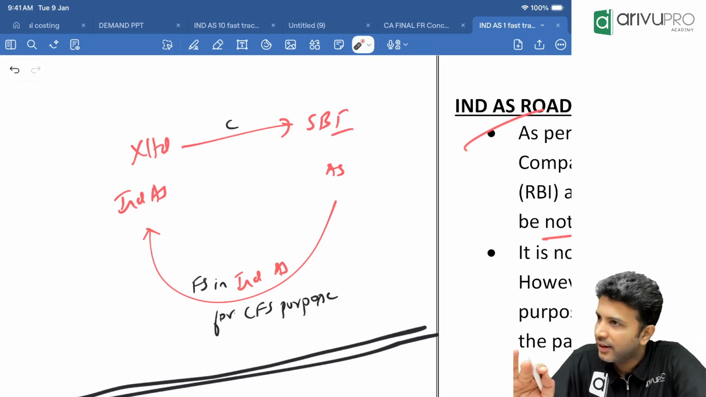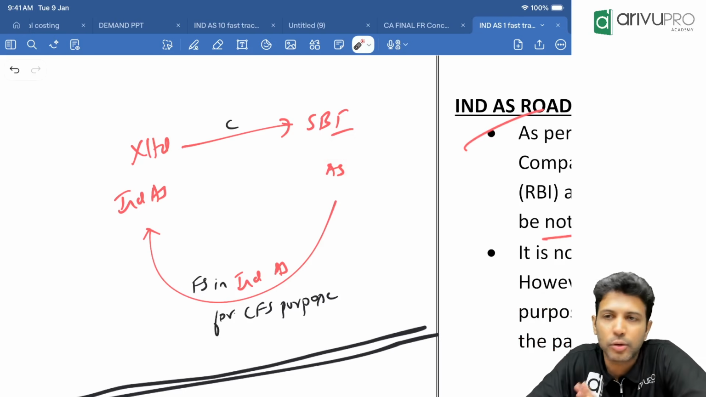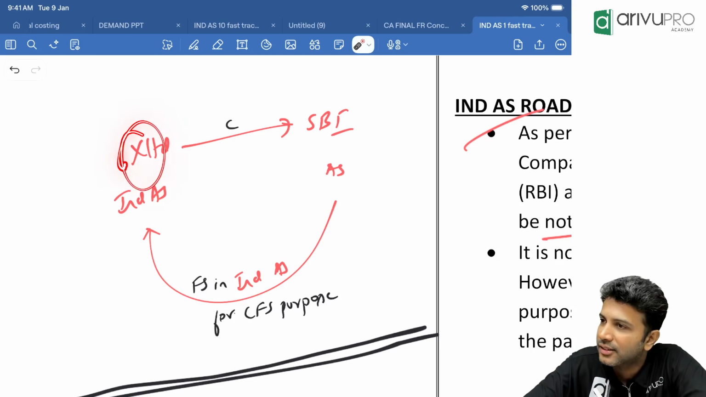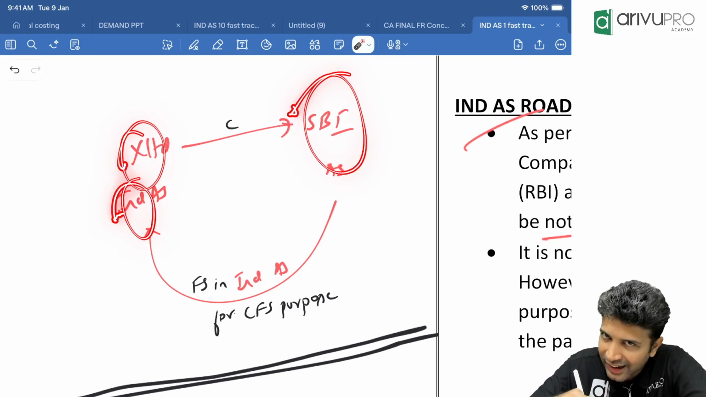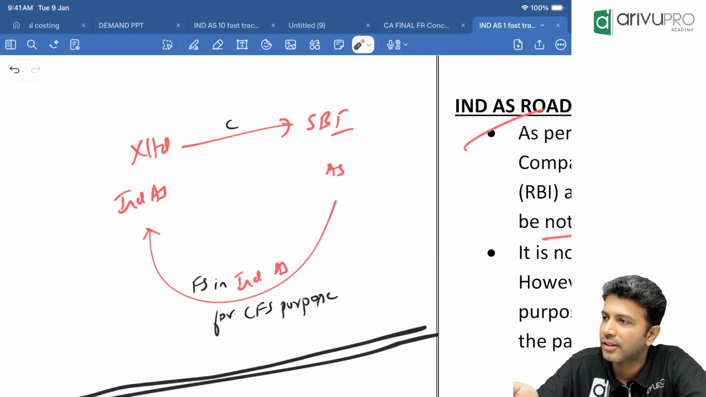Banks can't apply Ind AS. They are following what? Accounting standards with RBI regulations, of course. Now the question is, the parent is following what? Ind AS. But the subsidiary, which is a bank, has to follow AS. How will you prepare CFS?